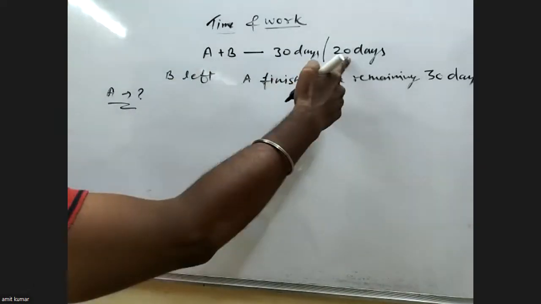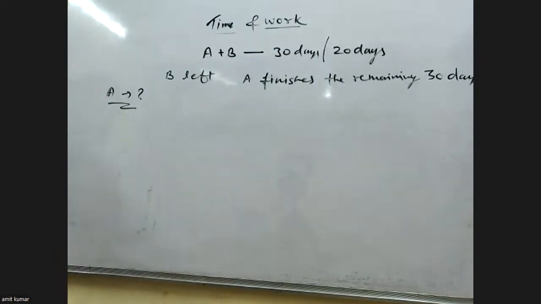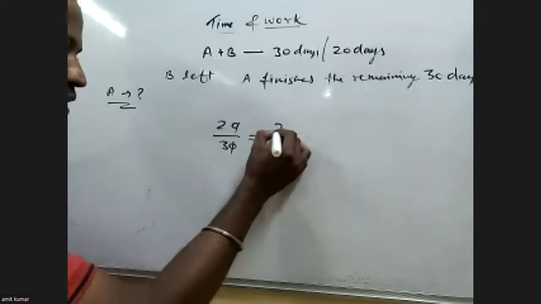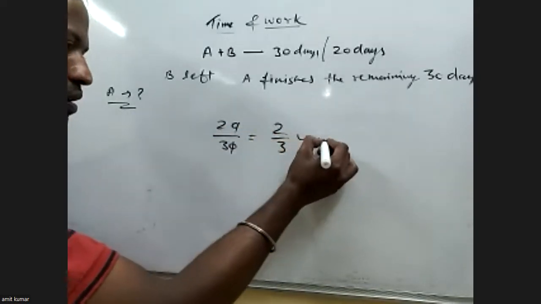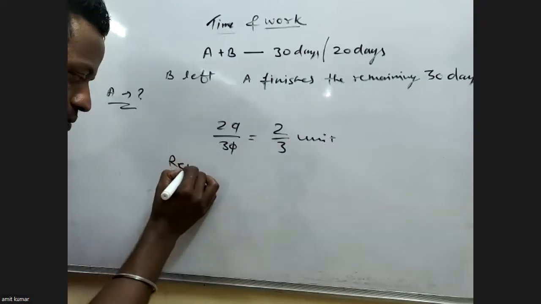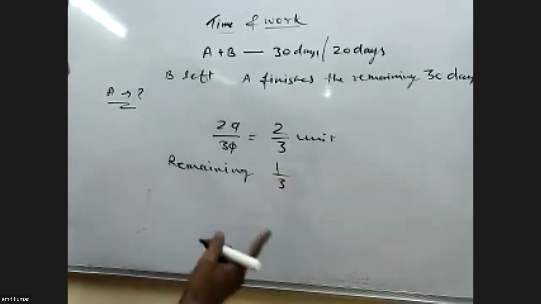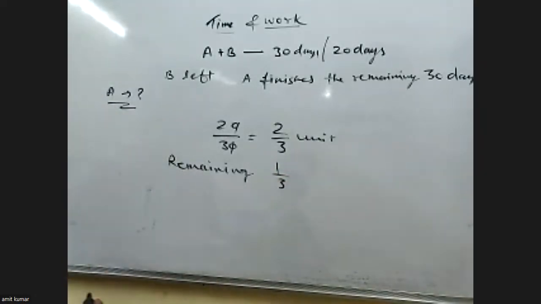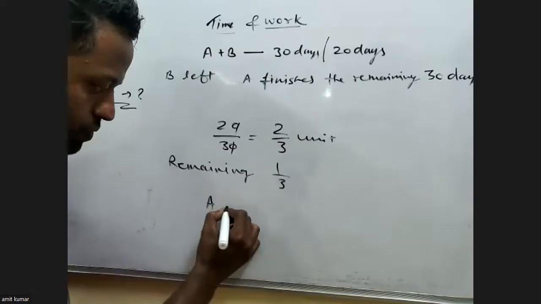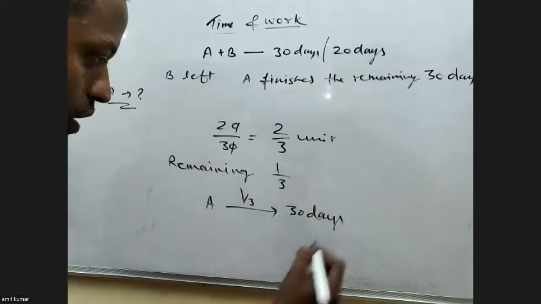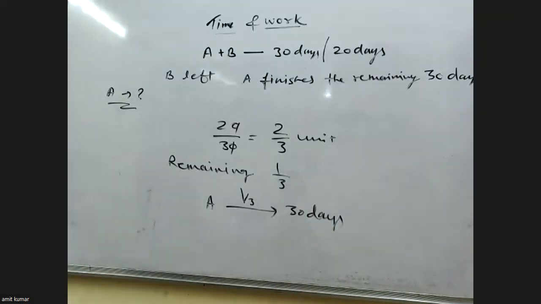They work for 20 days. So how much work would be done? 2 by 3 unit. Very good. That is 2 by 3 unit. Now what is the remaining work? 1 by 3. 1 by 3. That is done by A in how many days? 30 days. So A alone can do the whole work in how many days?